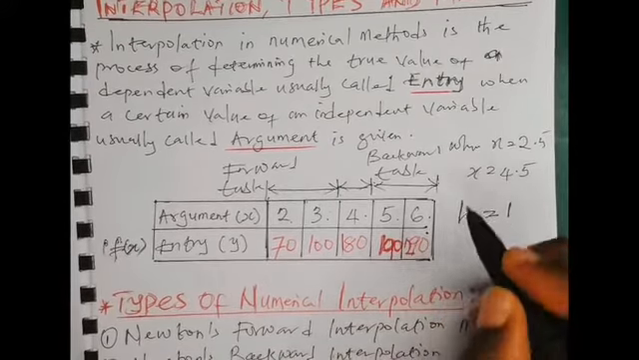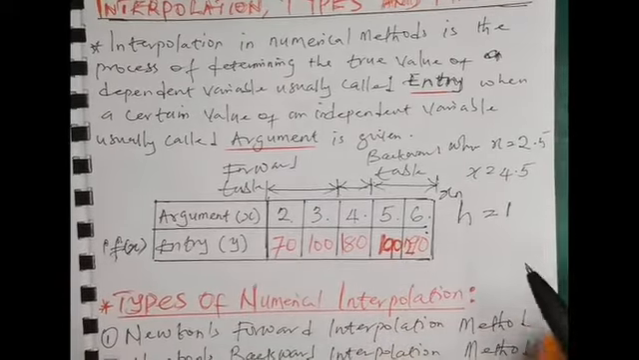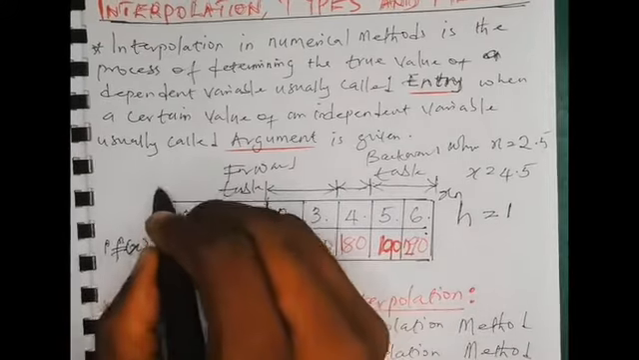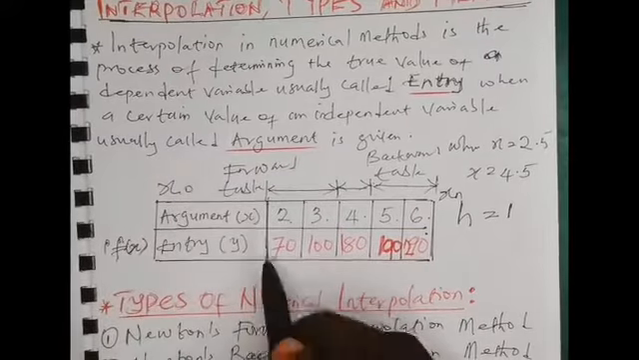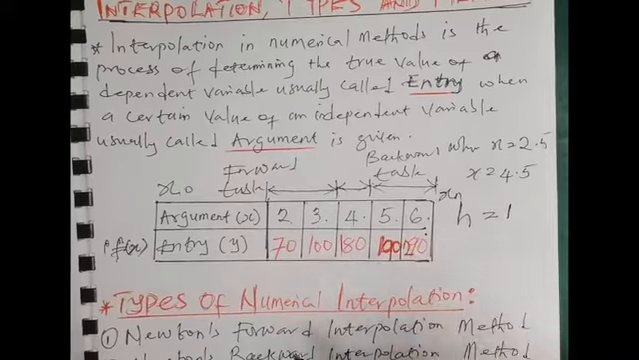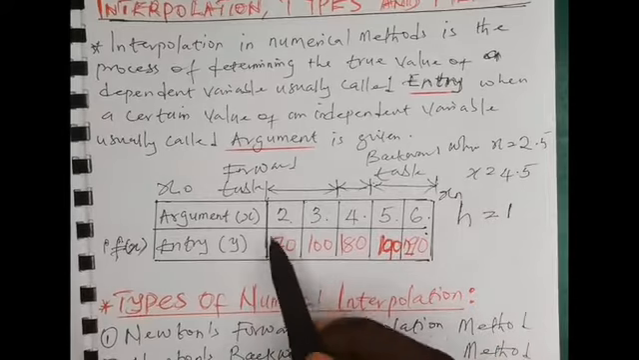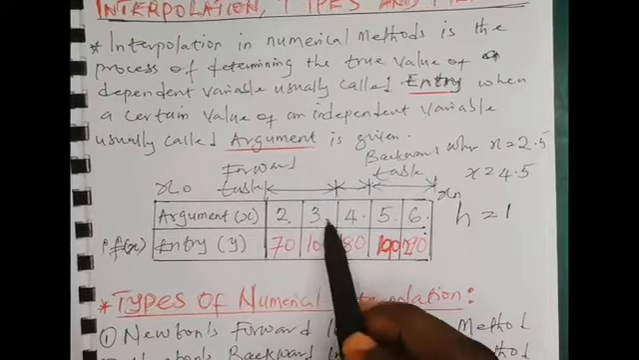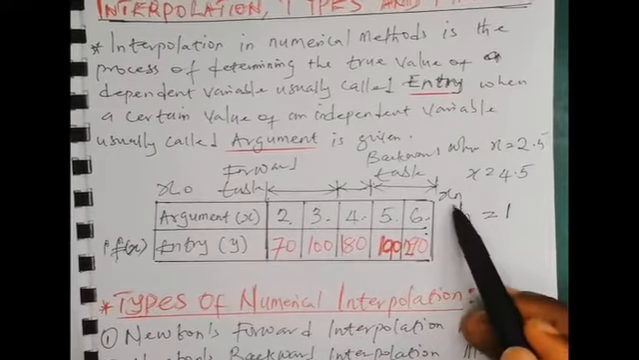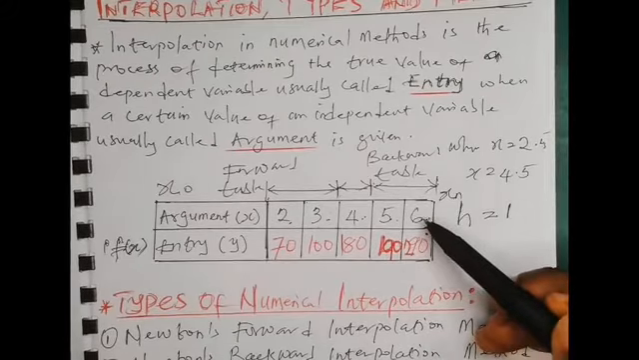Most times x4 can also be called xn, which indicates the last number of the arguments, whereas x0 indicates the first number of the arguments. So in this case, 2 is x0, and 6 here is xn or x4. After x0, the next is x1, x2, x3, and x4, but you can also call the last one xn, which indicates the last value of the argument.